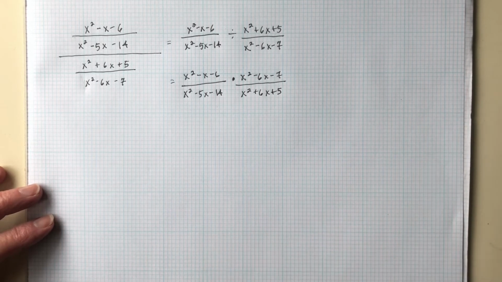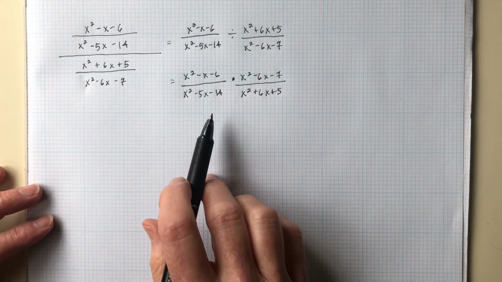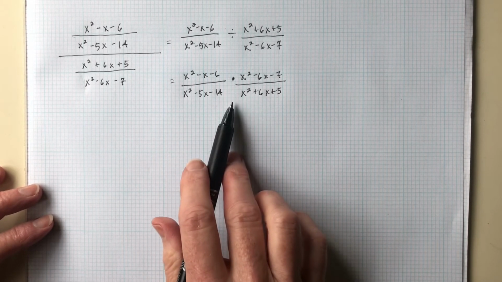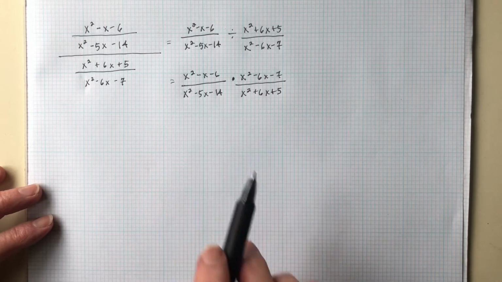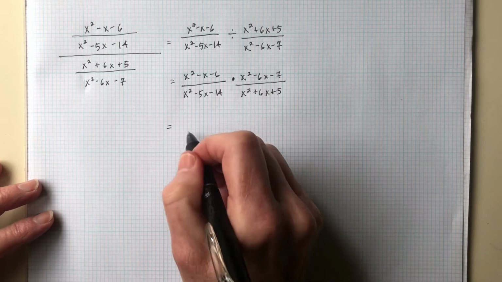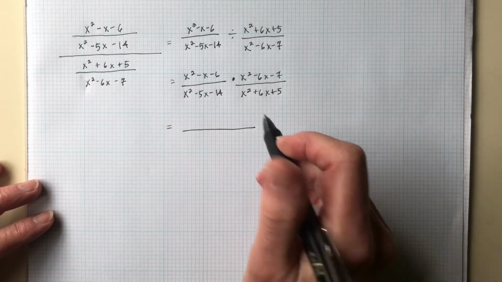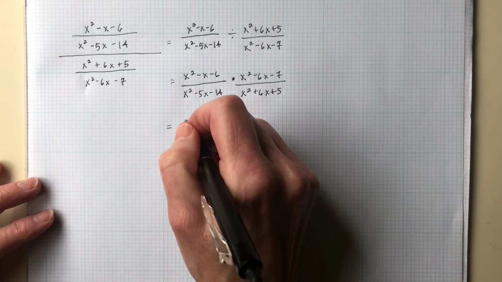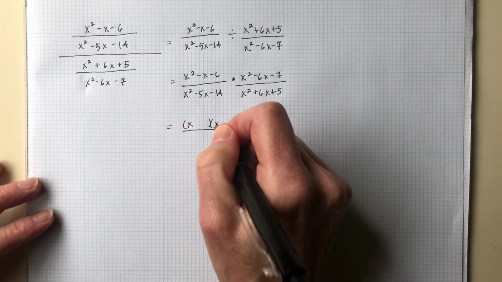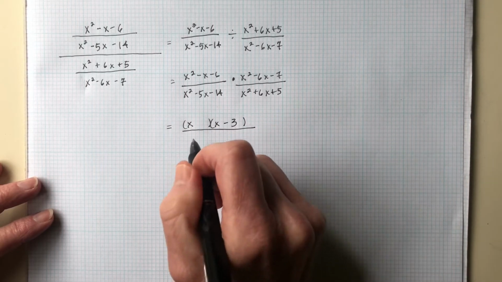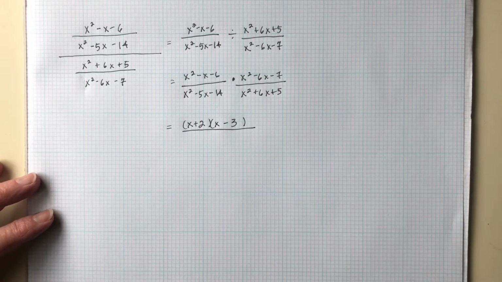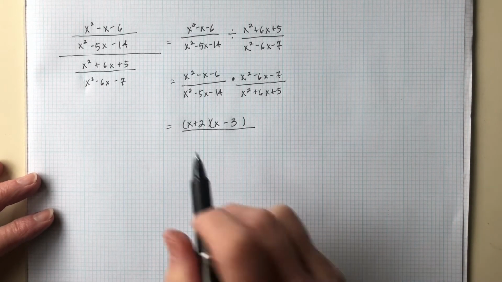So now we have a multiplication problem, but as always when we multiply rationals, we look to see if we can simplify and to see if we can cross-cancel. But before we can do that, we have to factor each expression. So for this first one, that will factor into x minus 3 times x plus 2. And if you have any questions on factoring, just check for my other video on that.